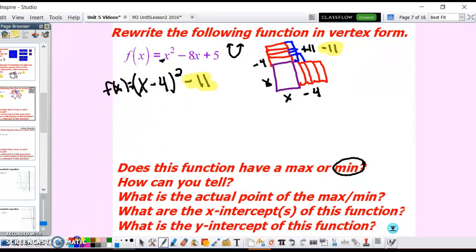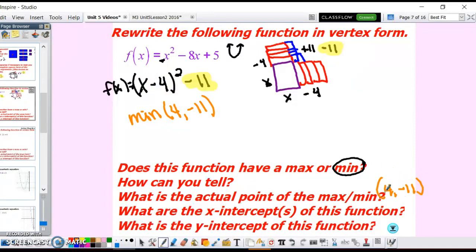The actual point of the max or min, that's when we do vertex form. Remember, the reason we turn it into vertex form is so we can see that minimum very easily, and the min will be then at 4, negative 11. And that's how we got those coordinates. It's the opposite of this and the same of that. So our max or min would be at 4, negative 11.